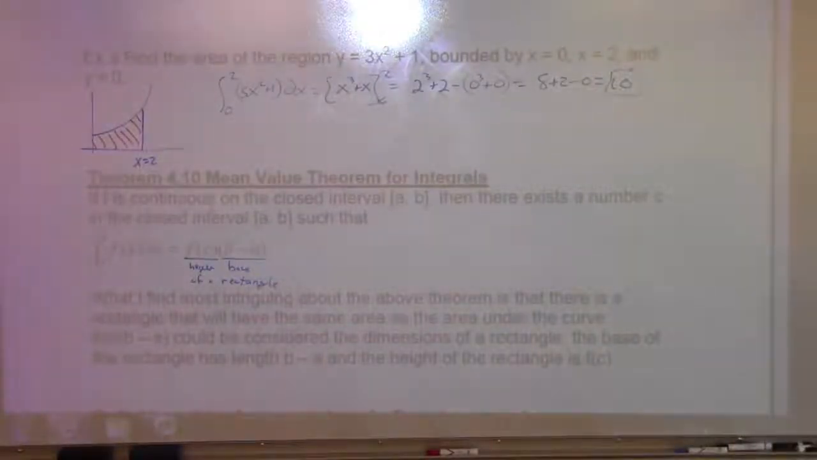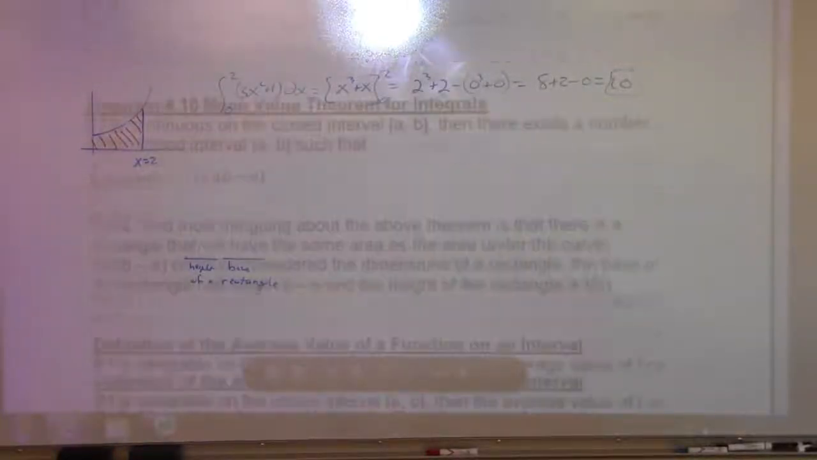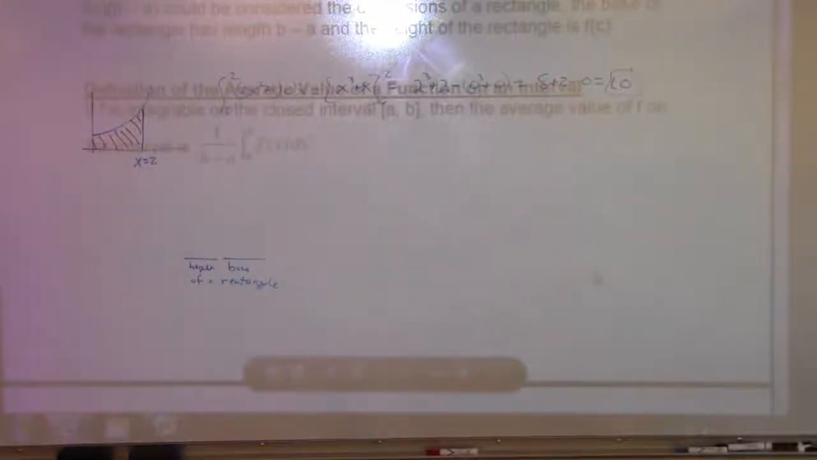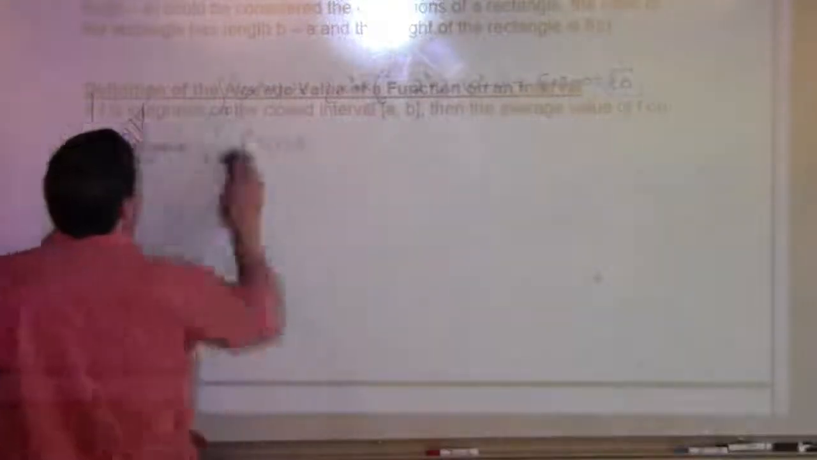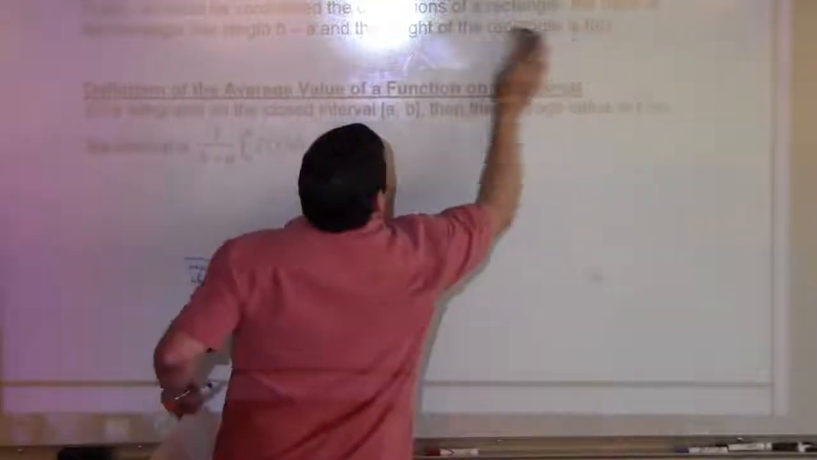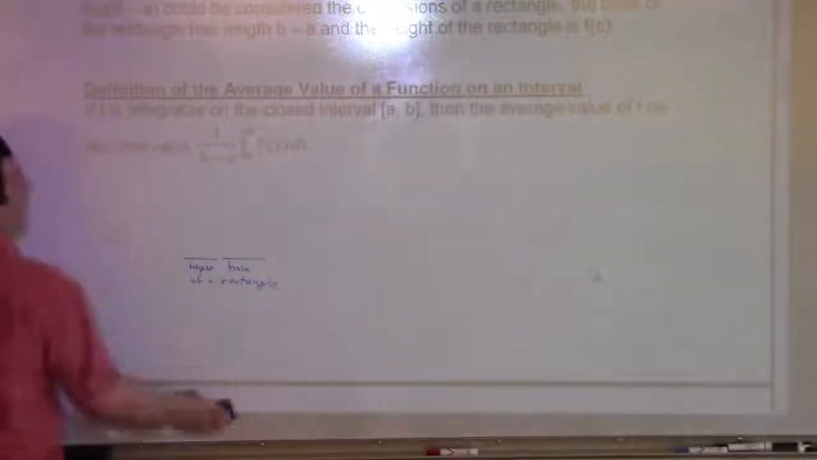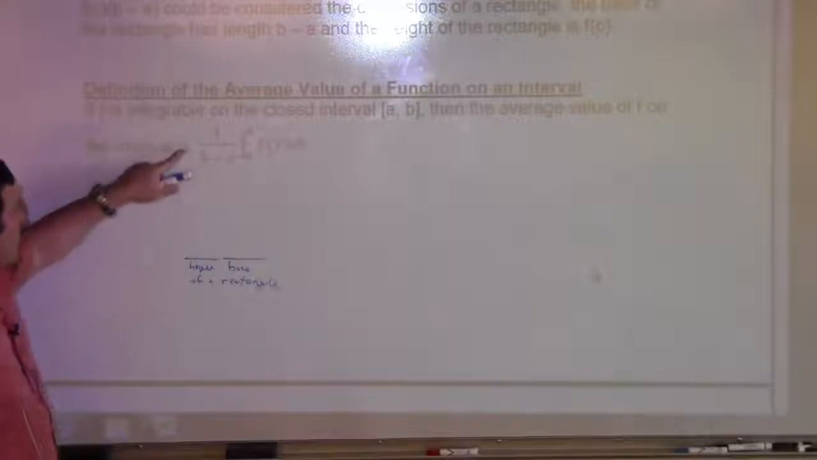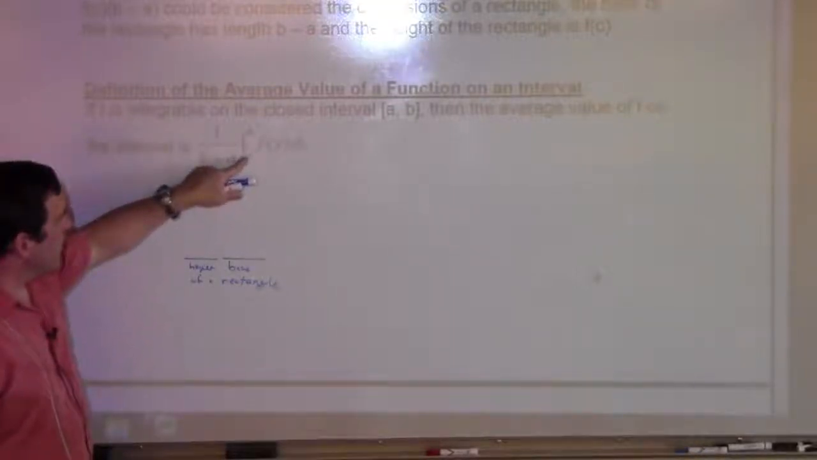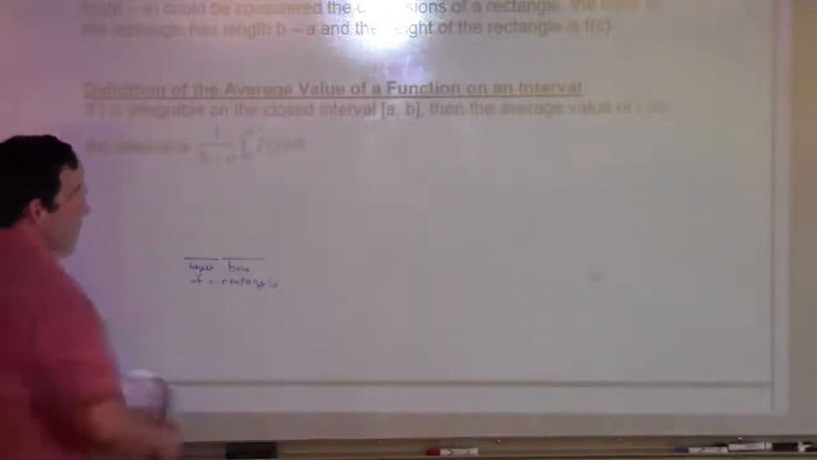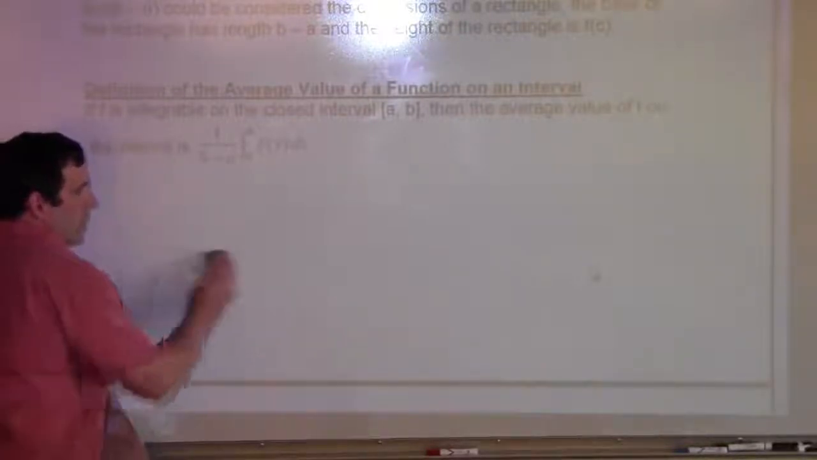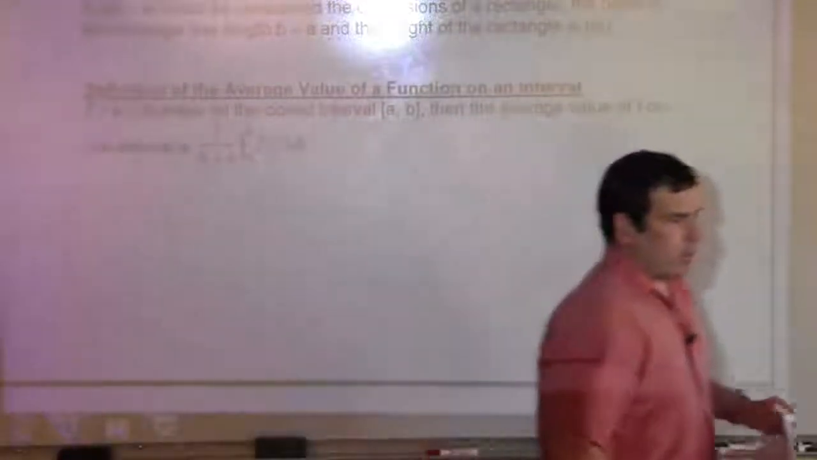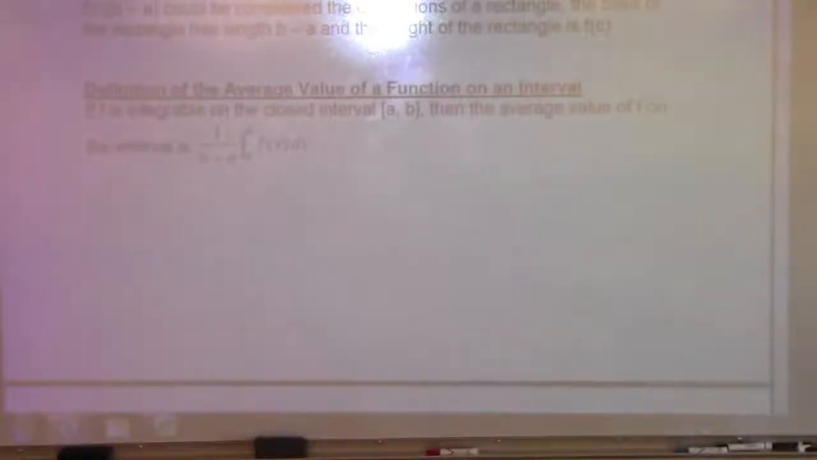And move down here to the definition of the average value of a function on an interval. This is the definition of an average value of the function. This is using what we just saw. If f is integrable on the closed interval from a to b, then the average value of f on the interval is 1 over b minus a times the integral from a to b of f of x dx. That gives you the average value of the interval, which happens to be what? Anyone know? f of c.